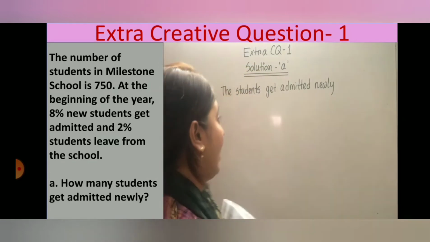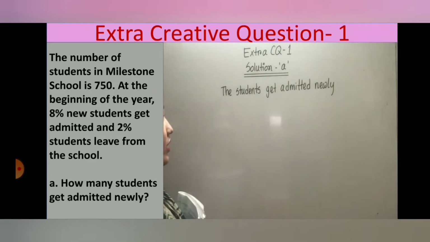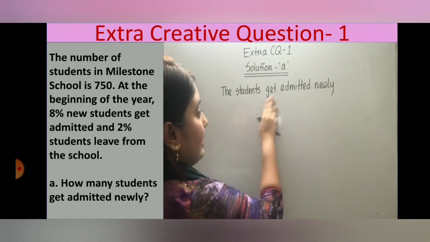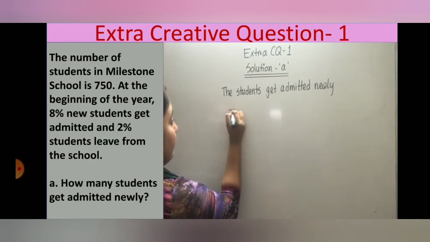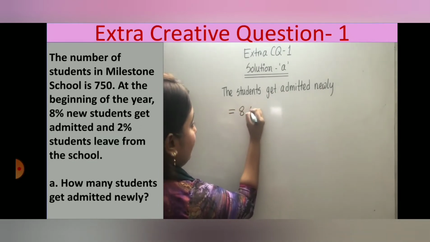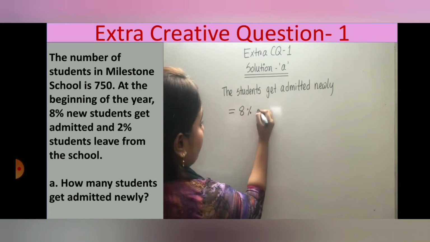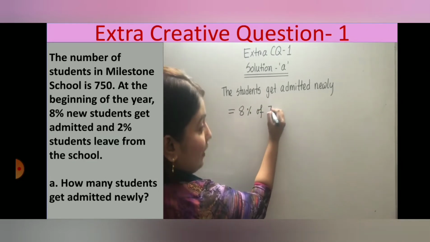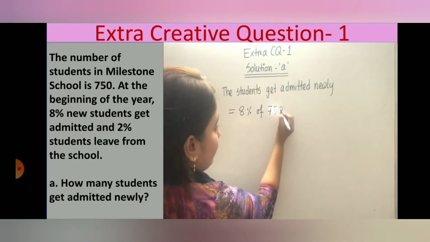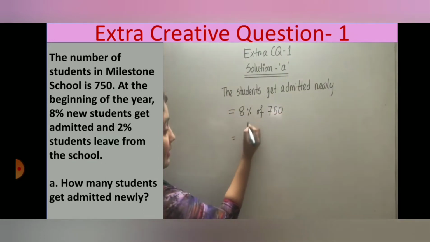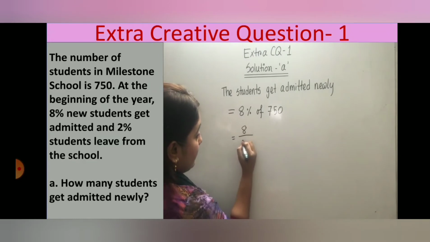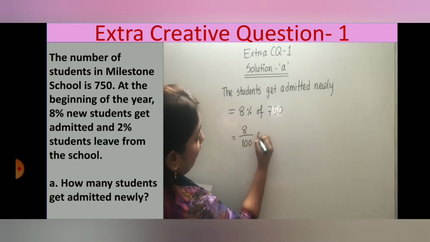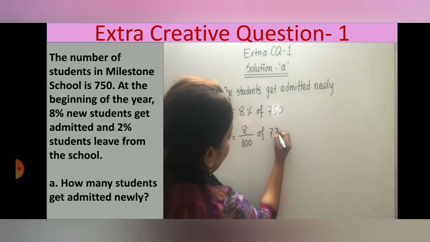Whatever I have written, please copy it in your classwork copy. The students admitted newly. What was the percentage? It is 8%. Of what was the total number of students? It was 750, right? Then for 8%, you can write 8 by 100 of 750.